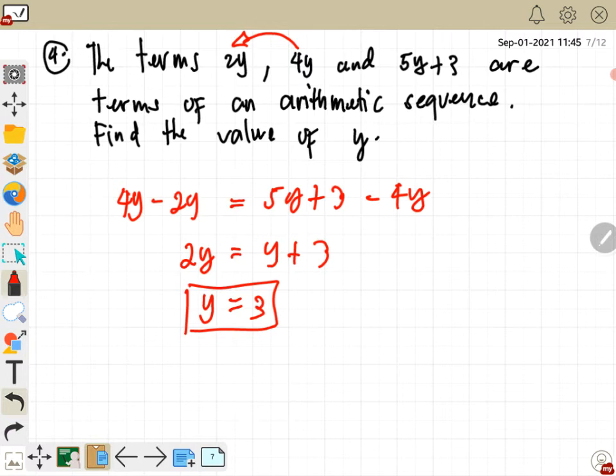So if y is 3, 2y becomes 6. If y is 3, 4y becomes 12. If y is 3, 5y is 15 plus 3, 18. So 6, 12, 18 still form an arithmetic sequence.